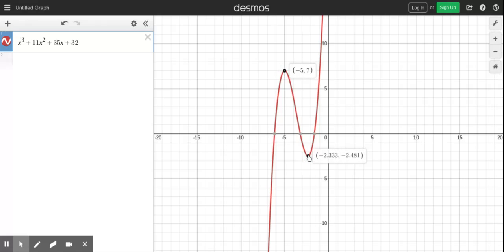So if you look, the relative maximum goes up to 7. The relative minimum, the lowest it goes right in here, is negative 2.48. But the absolute maximum is infinity, and the absolute minimum is negative infinity.